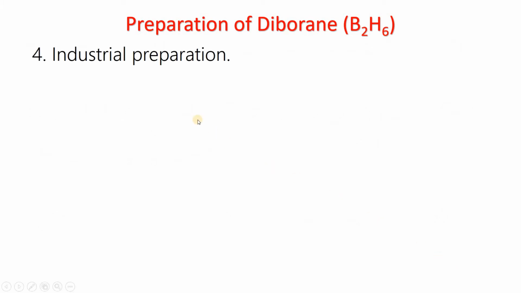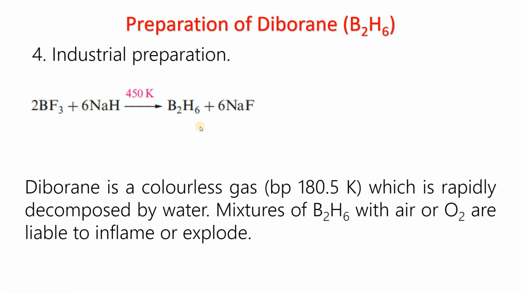The industrial preparation. For this, we take boron trifluoride, reduced with sodium hydride at 450 Kelvin, and we will get diborane plus sodium fluoride. So these are some methods of preparation of diborane. Diborane is a colorless gas, boiling point approximately 180 Kelvin, which is rapidly decomposed by water. Mixtures of diborane with air or oxygen are liable to inflame or explode.